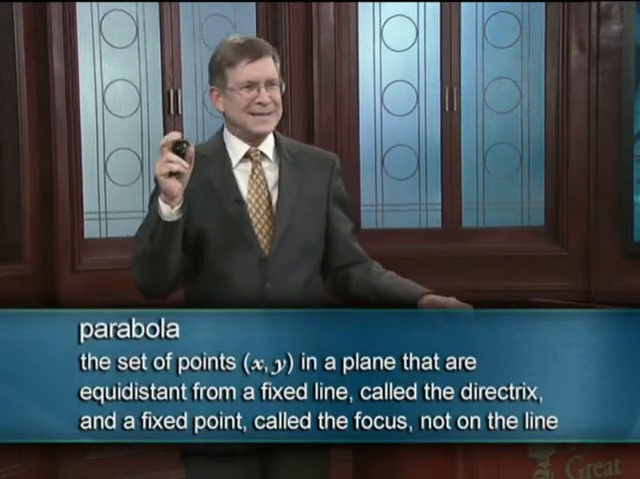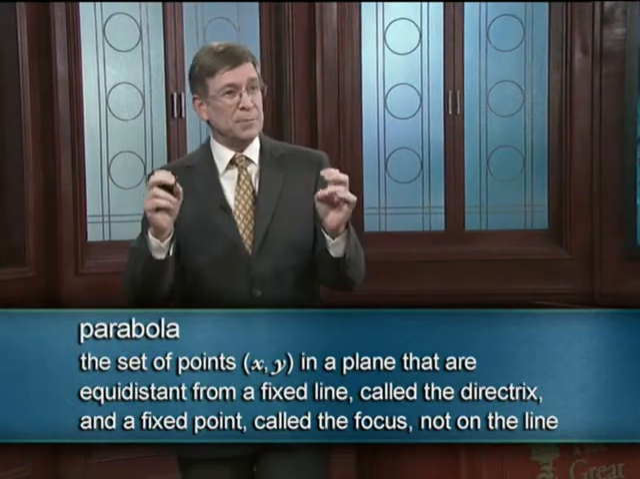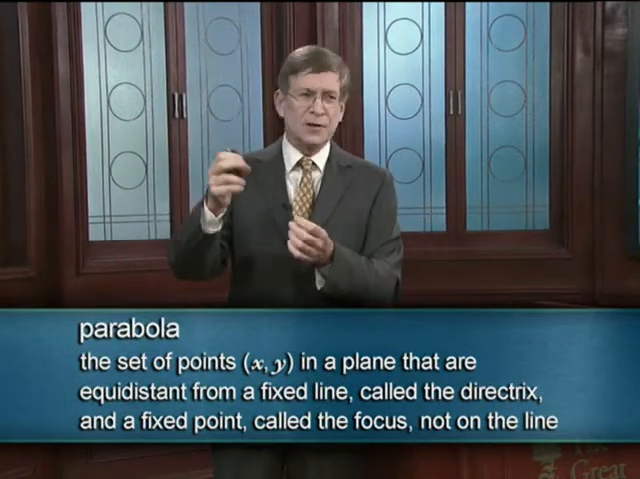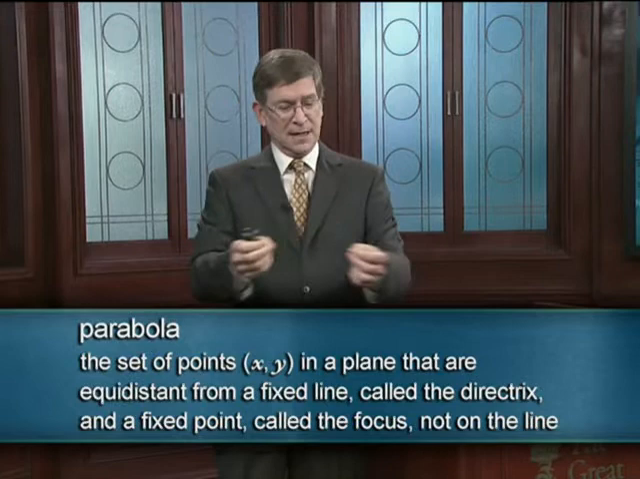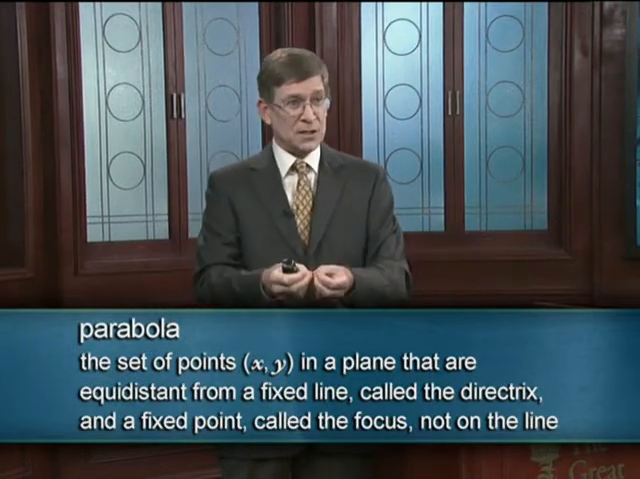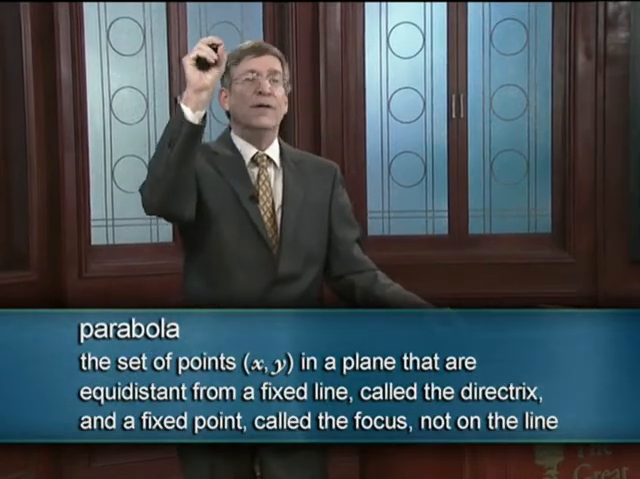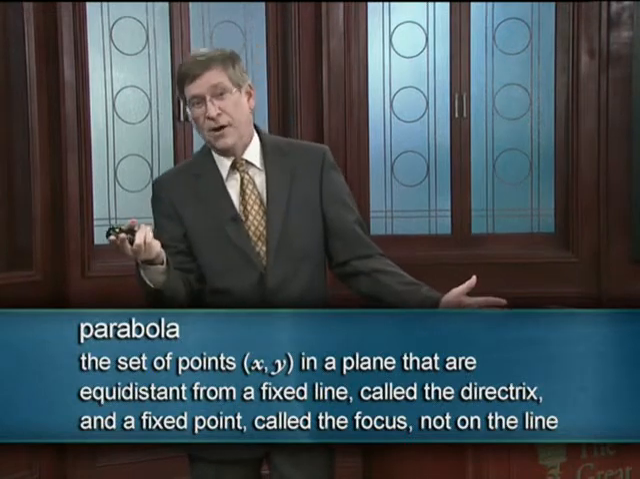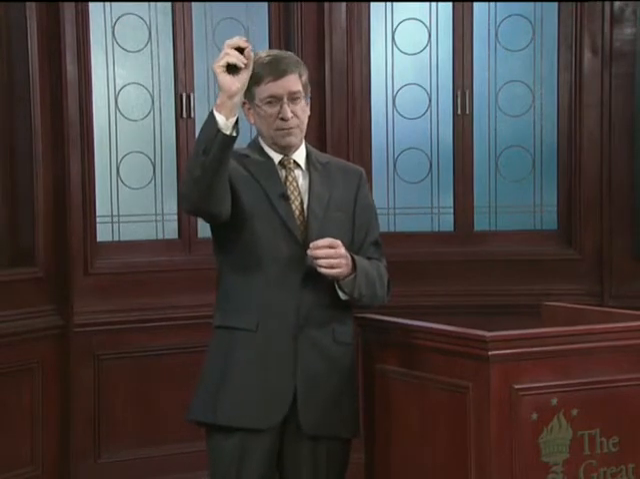So here we go. Here's the official definition of a parabola. A parabola is the set of points x, y in the plane that are equidistant from a fixed line, and that line is called the directrix, and a fixed point called the focus. And that focus is not on the directrix. So it's equidistant from a line and a single point, the focus.